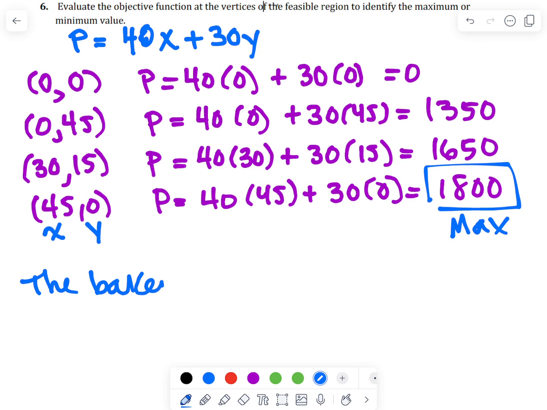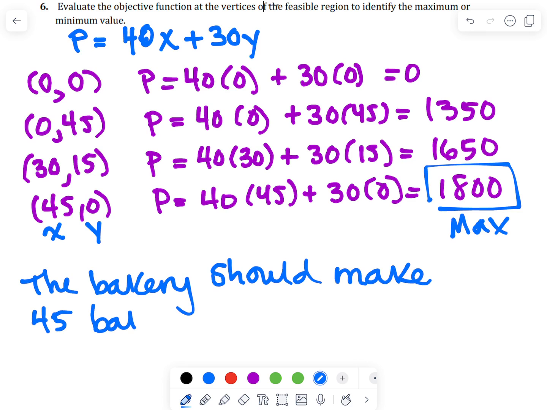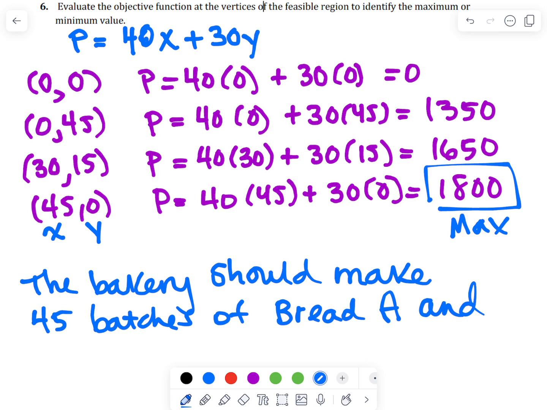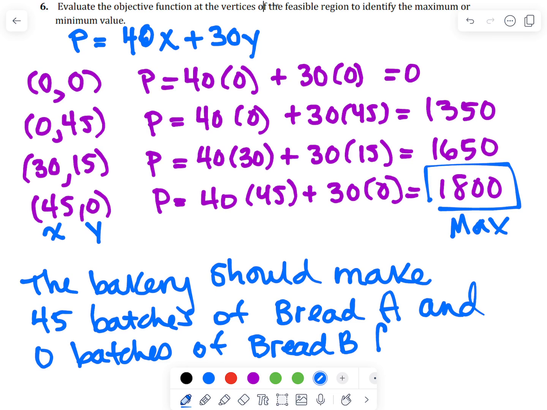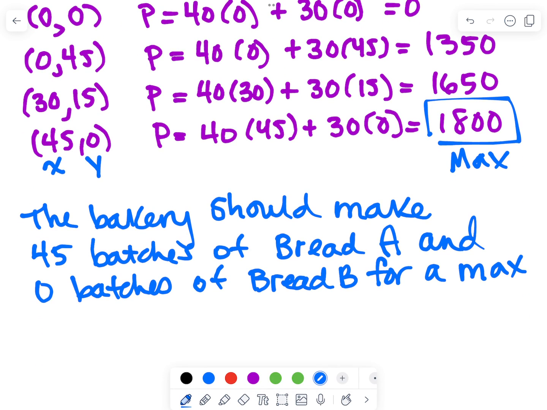The bakery should make 45 batches of bread A. Sorry, A was the X variable, and 0 batches of bread B for a max profit of $1,800.